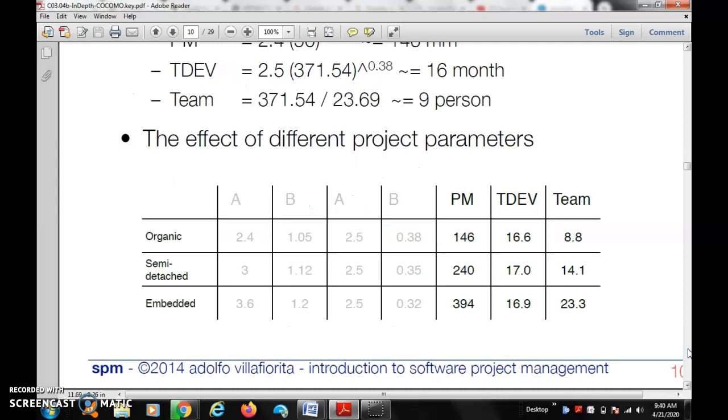So all the calculations are there. Team is 8.8, then 14.1 for semi-detached, and based on the formula you have to calculate and put the approximate value and explain.